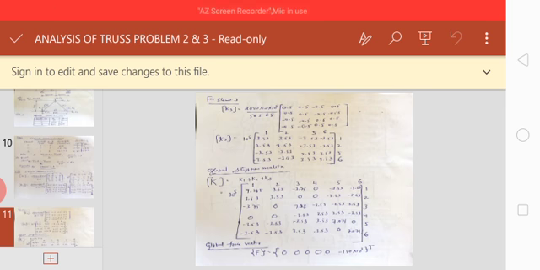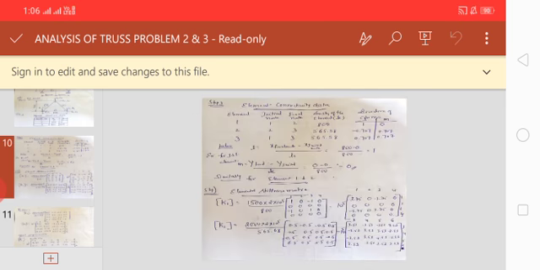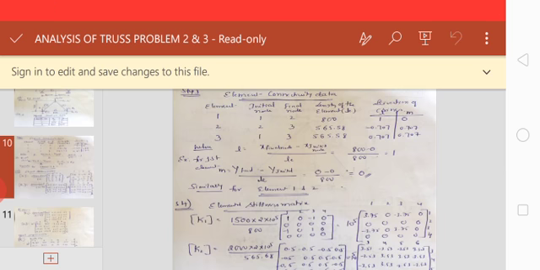Just be careful when writing the third element stiffness matrix. I have not written 5, 6, 1, 2, because, observe the table here. I have taken the initial as 1 and the final as 3. If you had taken 3 as initial and 1 as final, then it would similarly come as 5, 6, 1, 2.